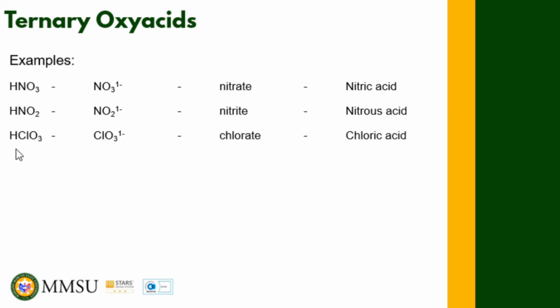So, next, HClO3 and yung negative ion natin is yung ClO3. So, yung pangalan ng ClO3 is chlorate. So, let's change this ATE to IC. So, chloric acid. HClO2. So, yung negative ion naman natin is ClO2 negative. So, chlorite naman yung pangalan nito and then change lang natin yung ITE to OUS, so chlorous acid.